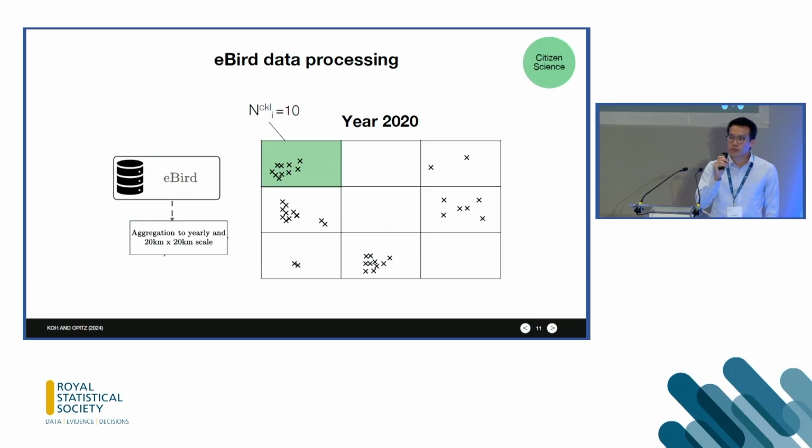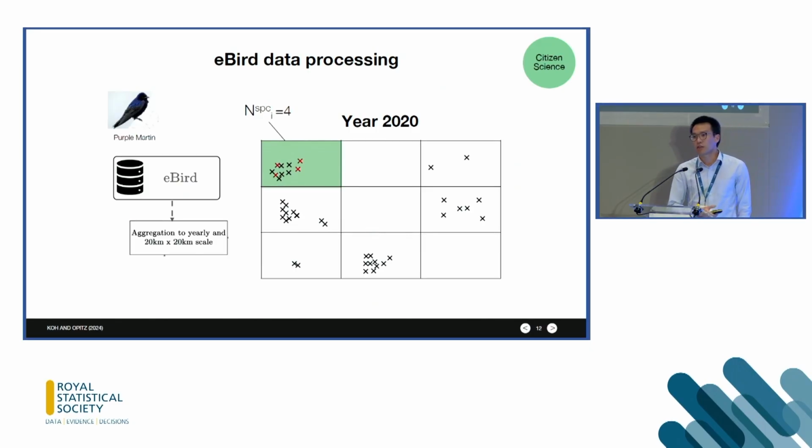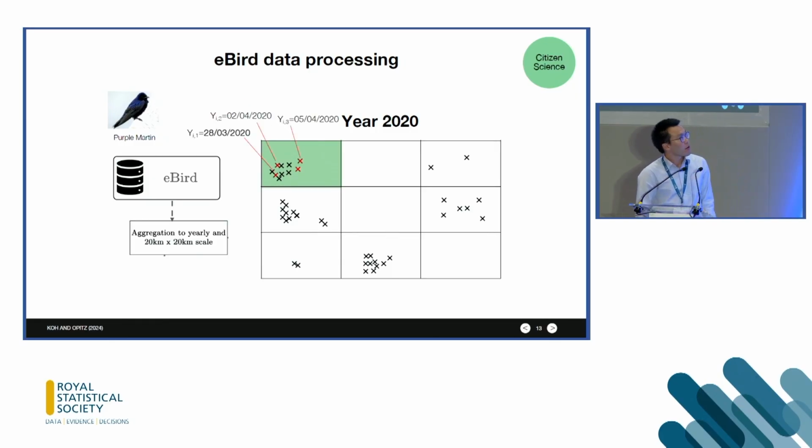Then we can focus specifically on one species. Let's say we focus on the species, the purple martin, which is a migratory bird, abundant in the northeastern US. And then we see that in 10 of these checklists, 4 of them actually had a spotting of a purple martin. So there's a binomial component coming in here, because 4 out of the 10.